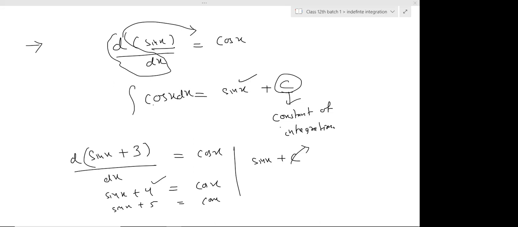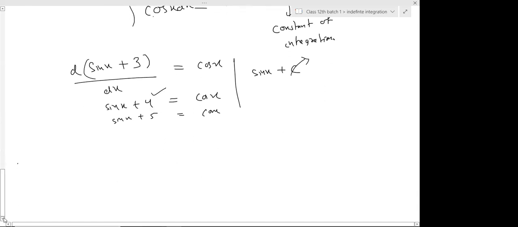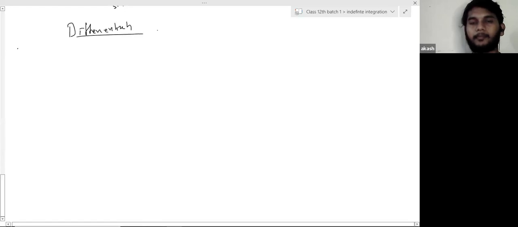Done, sir. All right. So we have to write down a few formulas of integration also. You have to memorize these, otherwise it is very difficult to solve. All right. So first, let's write differentiation. And this is integration.